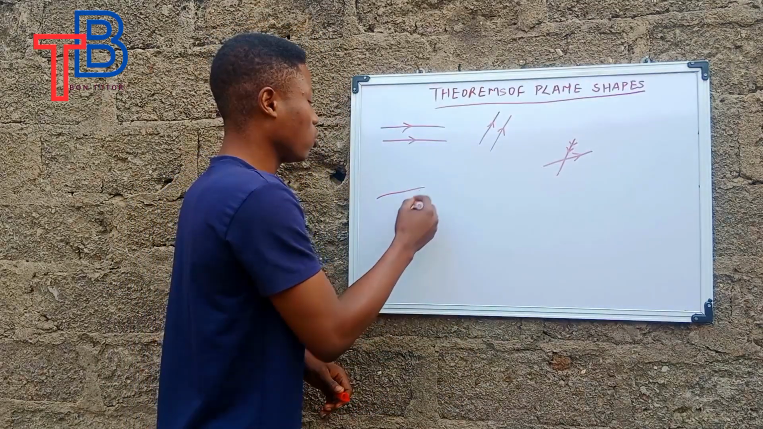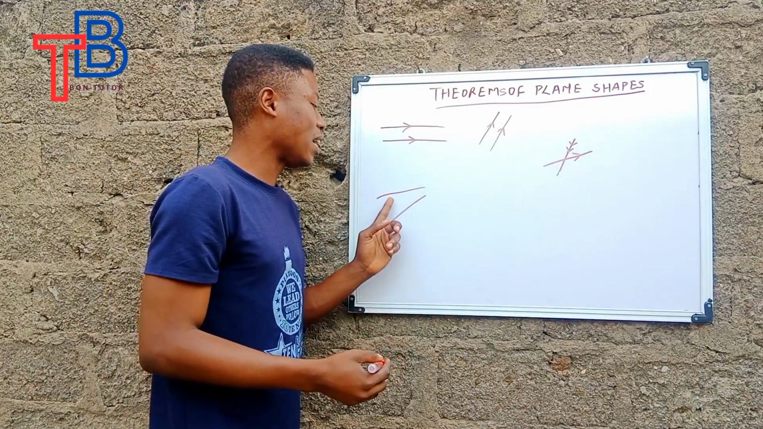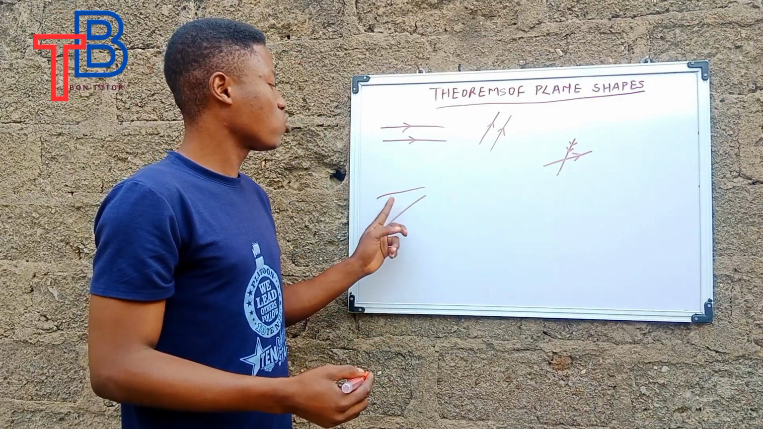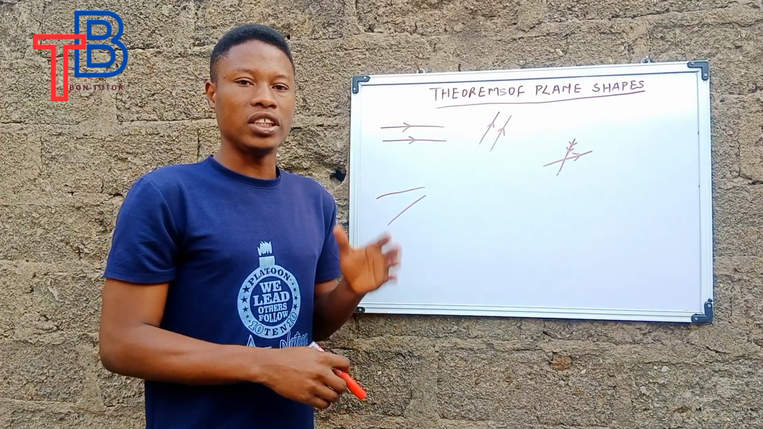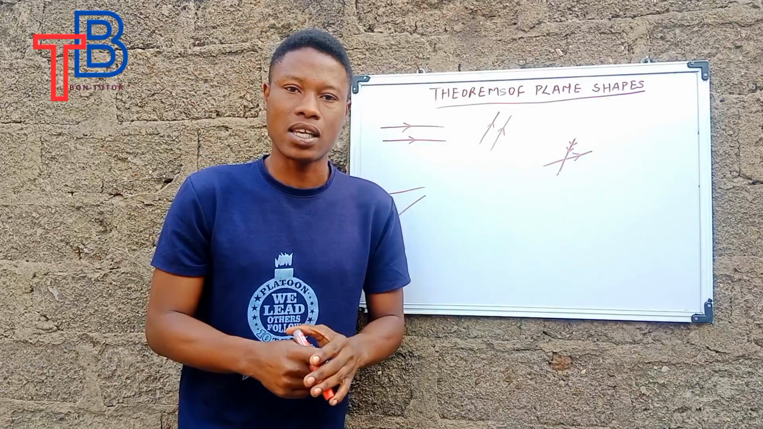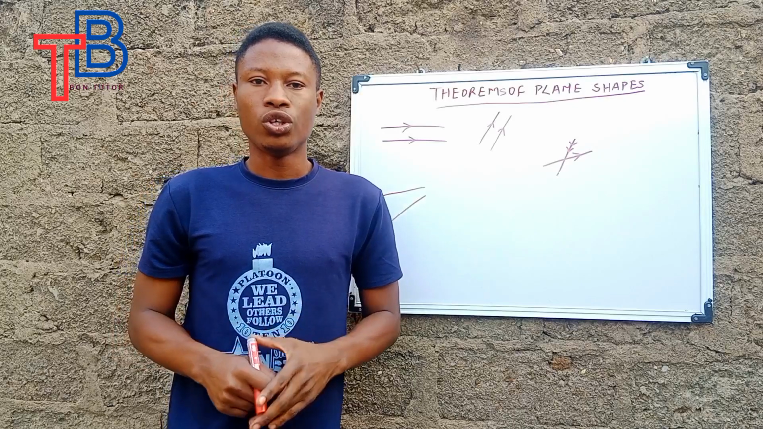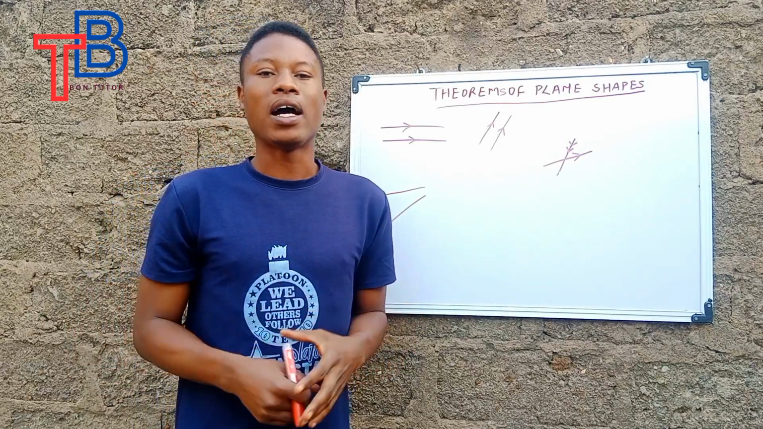And also you cannot call this a parallel line because you will notice that at some point, if you extend these two lines forward, they will actually meet at a point. But parallel lines can never meet at any point. They will keep the same distance all through. So those two lines are called parallel lines.